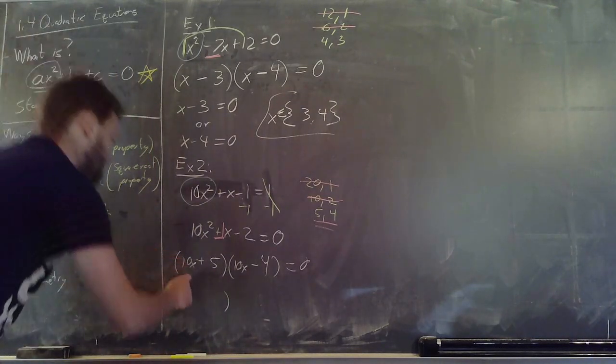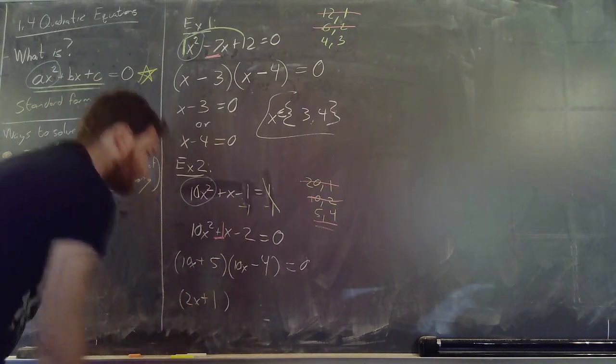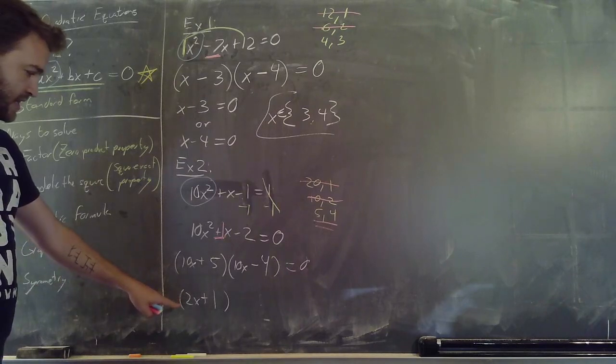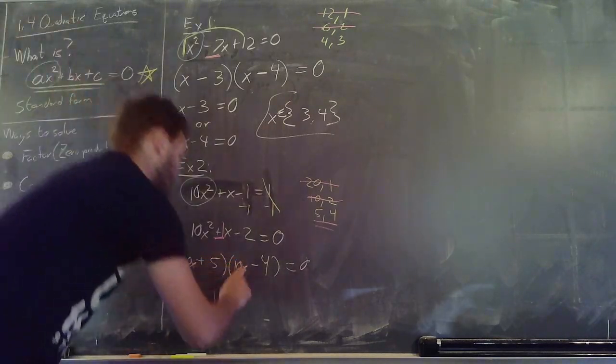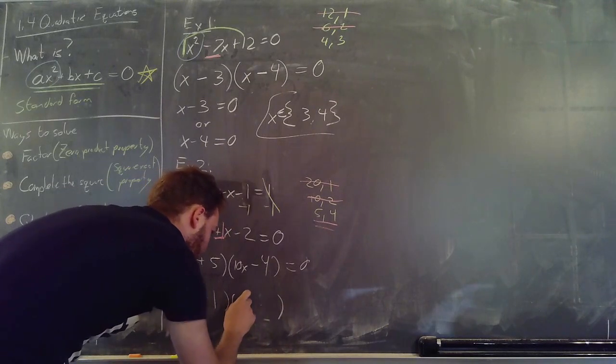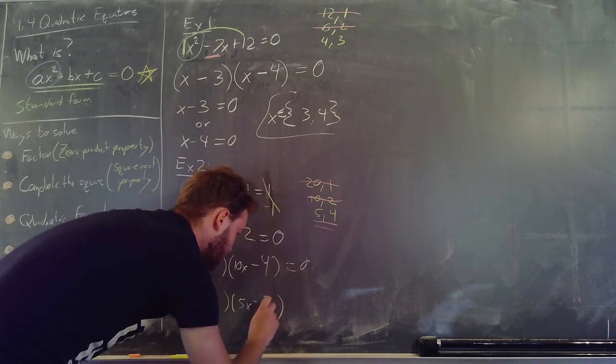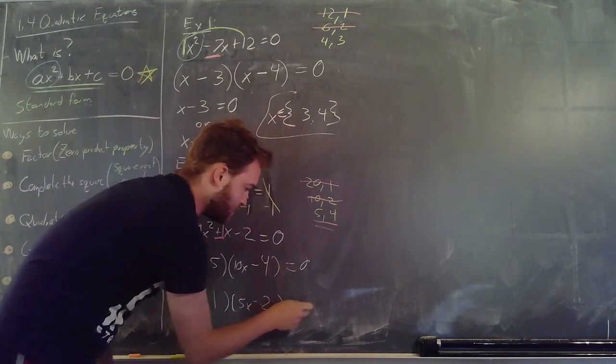So when I divide 10 by 5, I get 2x. When I divide 5 by 5, I get 1. So that leaves me with 2x plus 1. Over here, 10 and 4 have a greatest common factor, which is 2. So dividing 10 by 2 gives me 5, and dividing 4 by 2 gives me 2. Now remember, this is equal to 0.